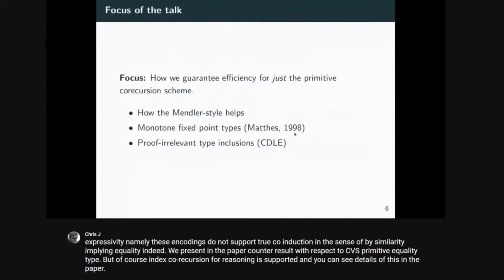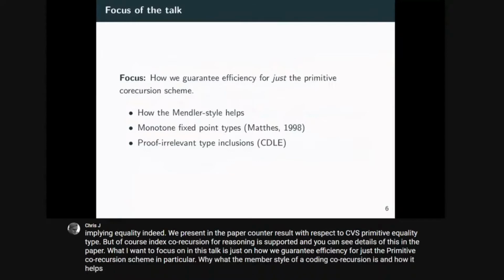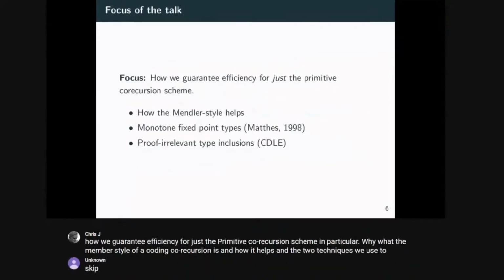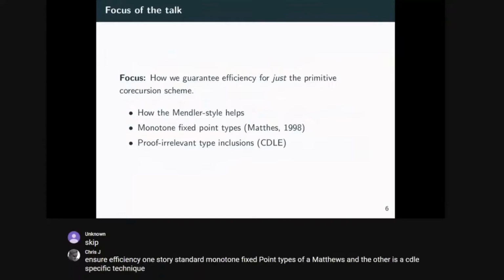What I want to focus on in this talk is just on how we guarantee efficiency for just the primitive co-recursion scheme. In particular, what the Mendler-style of encoding co-recursion is and how it helps, and the two techniques we use to ensure efficiency. One, fairly standard monotone fixed point types, a la Matthes, and the other is a Cedille-specific technique, proof-irrelevant type inclusions.